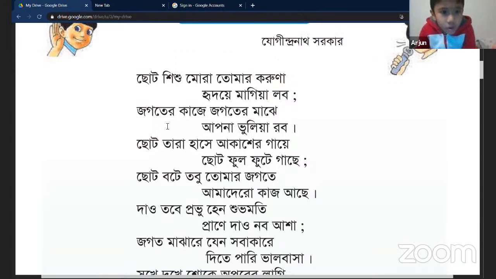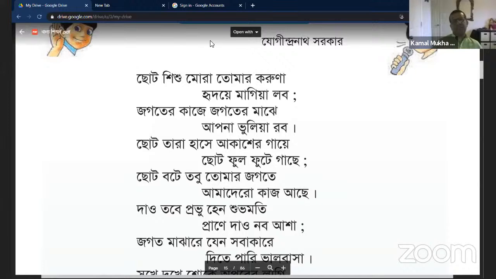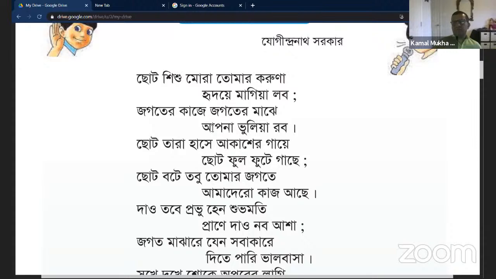Can you help me do that? Yes. Jagater kaje, jagater majhe. And can you read the fourth line too? Apona bhuliya robo.